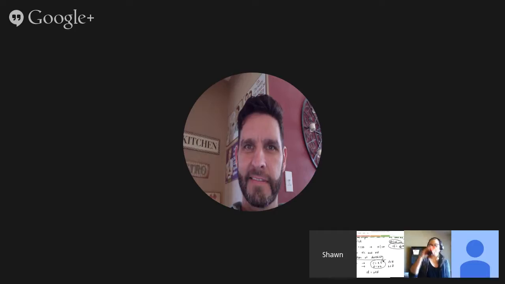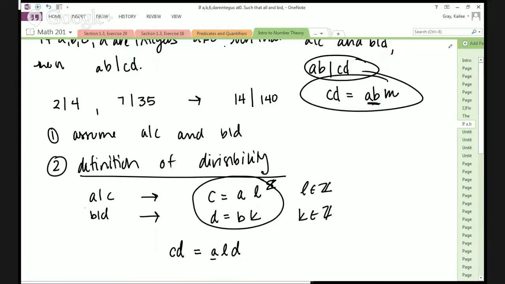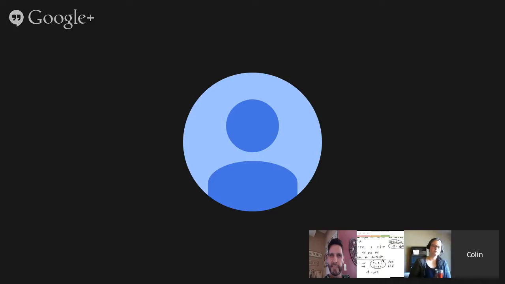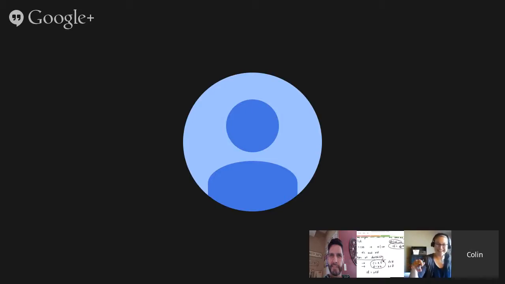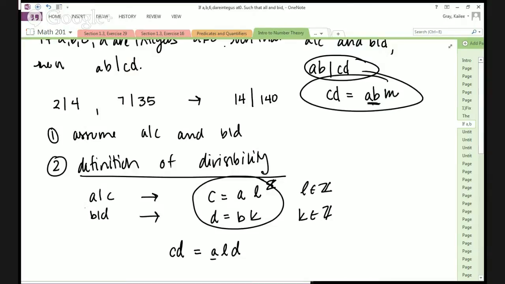No, I'm drawing a blank. I'm looking at it and I'm not getting it. That's okay. What do we know about D? Oh, so you substitute D for BK, because D is equal to BK, and then you can also substitute C by AL. Oh, you don't need to do that. You got it. Once we write it here, you'll see.